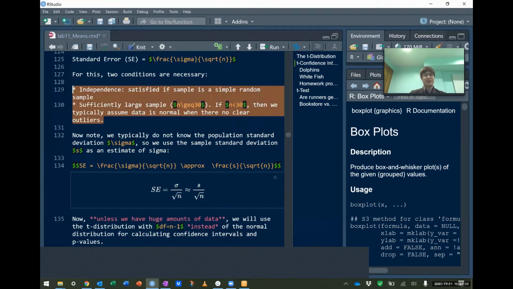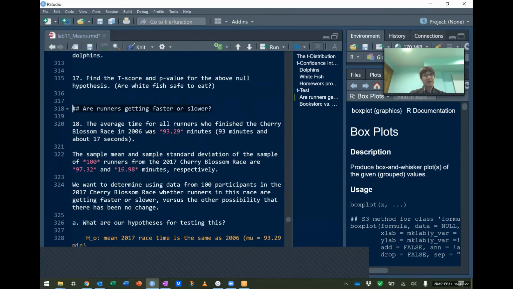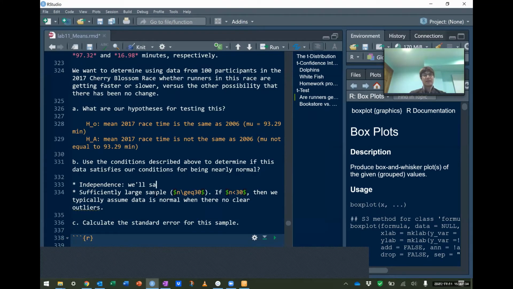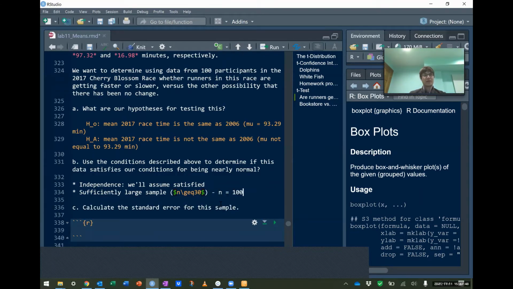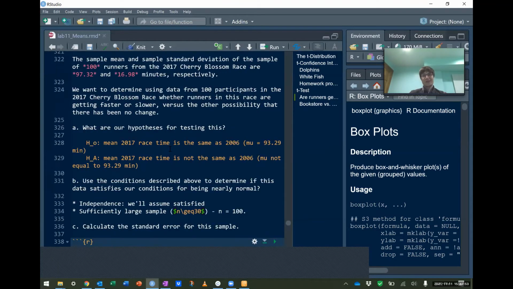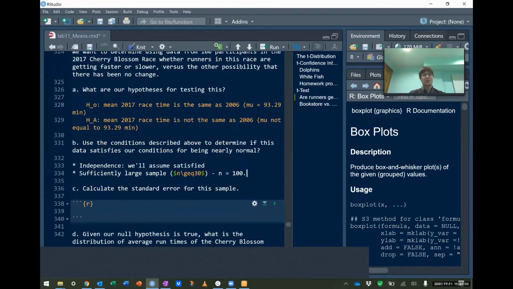Okay, here are the conditions right at the beginning. I'll just copy paste those so I have them as reference. Independence, we'll assume that's satisfied. Sufficiently large sample is N, which means greater than or equal to 30. Yes, we have a sample size of 100. I think that's what I saw above here. Yes, so in this case, we're good. We can just assume it's normal.